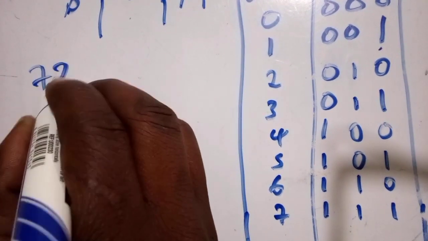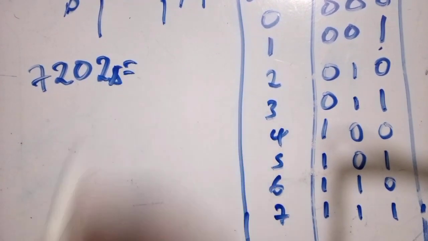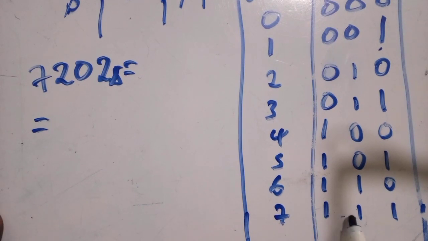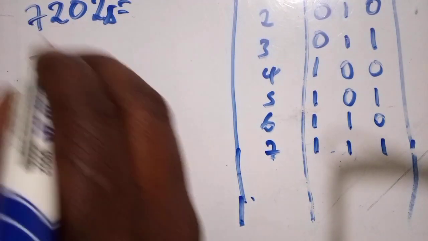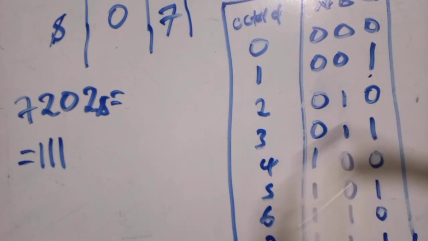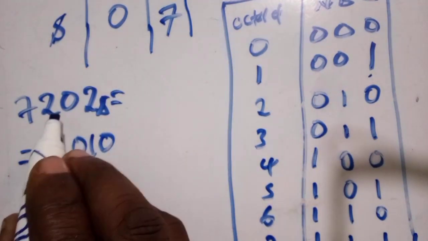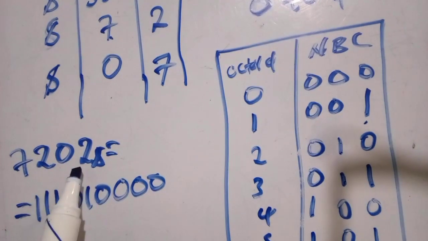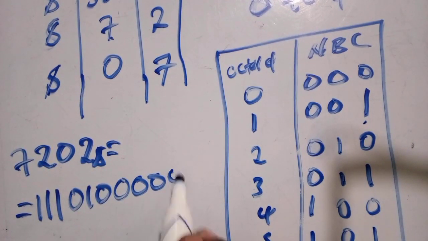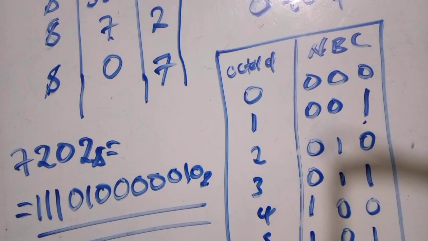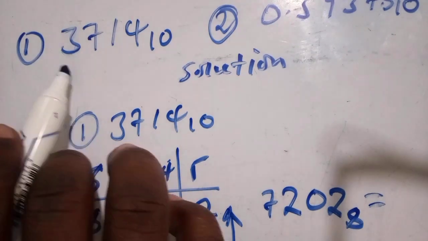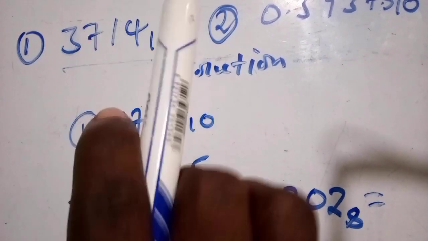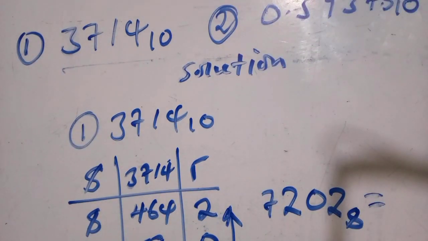In this one here we have 7202 to the base 8. If you take it into base 2, for 7 we have 3 ones, so you put 3 ones here. For 2 we have 010. For 0 we have 3 zeros. Then for the last 2 we have 010 to the base 2. So this is our answer for this question, by converting a decimal to binary number via octal numbers.